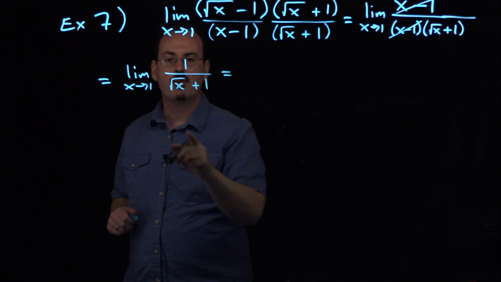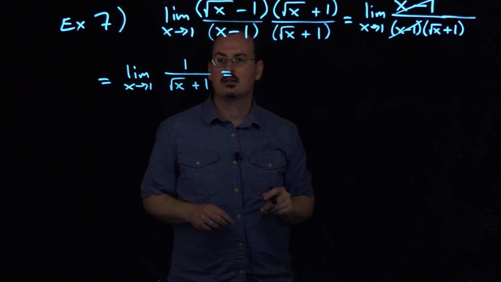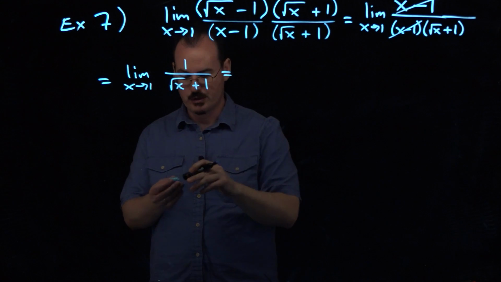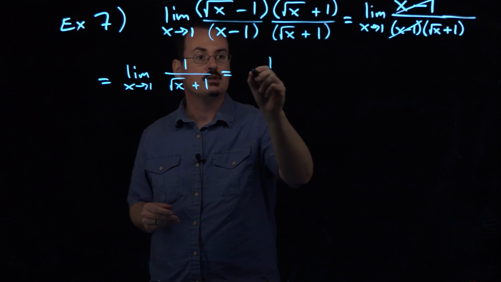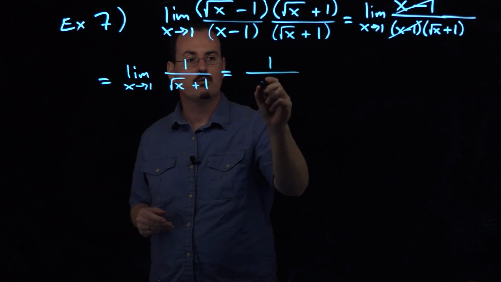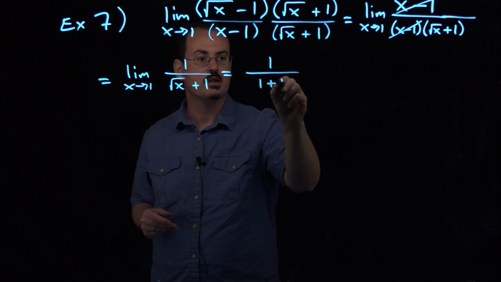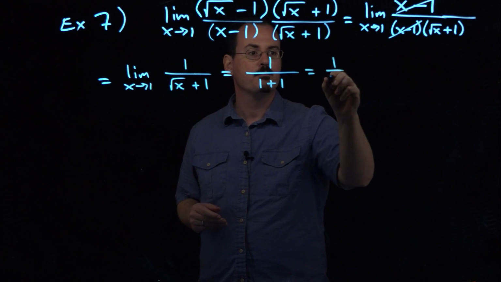At this point, I don't have a problem now. If I plug in the number 1, I'm not going to get 0 in the denominator anymore, so I can just do that direct substitution. So I'm going to get 1 over the square root of 1, which is 1, plus another 1, is 1/2.